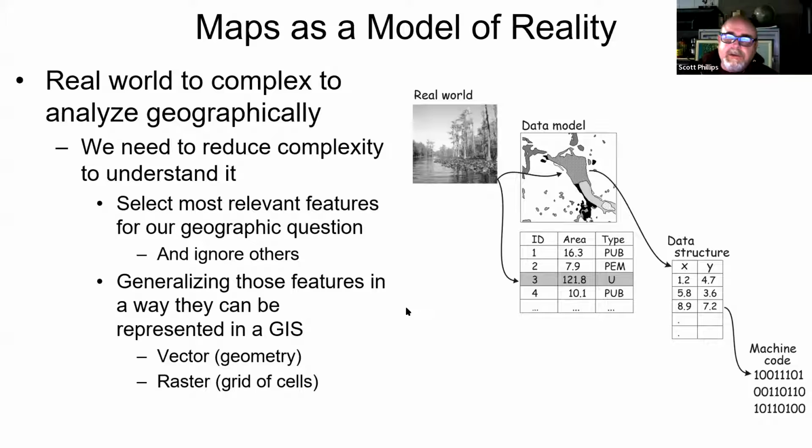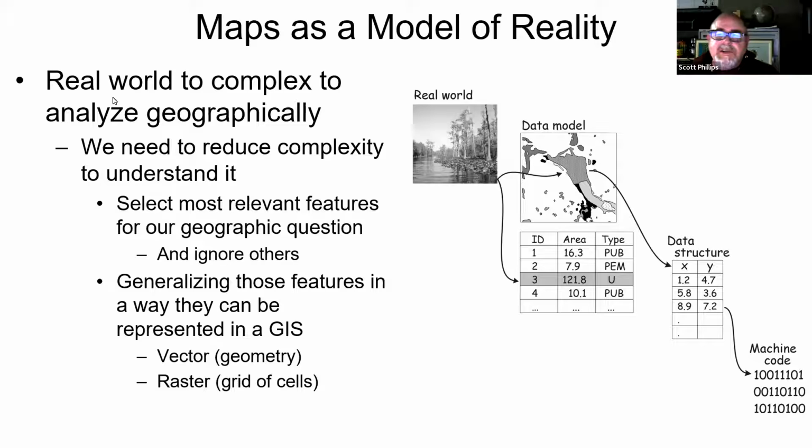Next, I want to talk about maps as a model of reality. One big picture thing to consider when we're learning about GIS is that when we're trying to answer many questions, it's too complex to analyze the actual world itself. So we need to reduce the complexity in order for us to get our arms around it and do the analysis that we want.